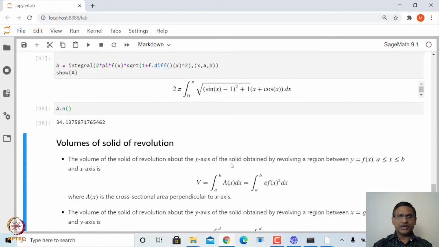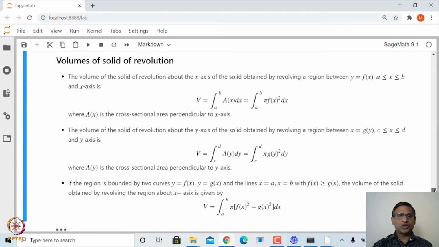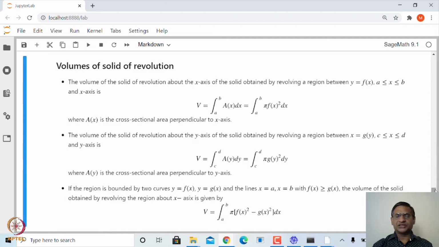Right. Similarly, let us look at how to find the volume of a solid. When we obtain this solid by revolving some region bounded by y equal to f(x) between a and b about the x axis, the volume is given by the formula V equal to the integral from a to b of A(x) dx, where A(x) is the cross-sectional area, which in this case will be pi into the height at x, which is f(x), the whole square. Similarly, if you rotate about the y axis, the x equal to g(y) curve, this cross-sectional area A(y) will be pi into g(y) the whole square, integrated from c to d.